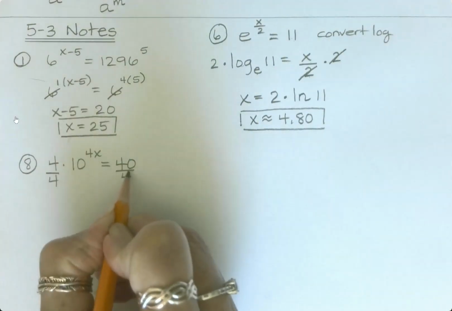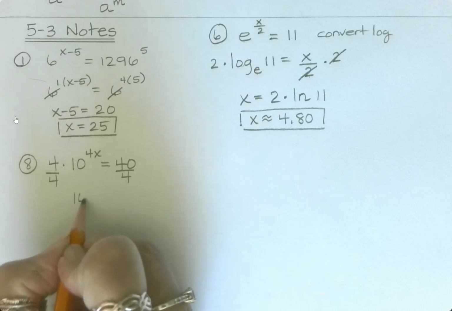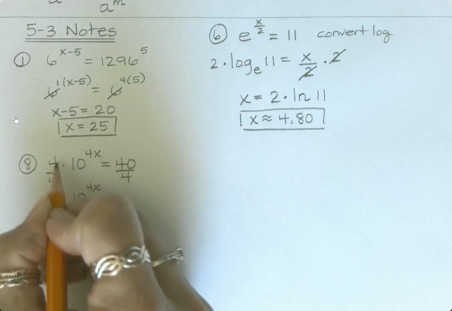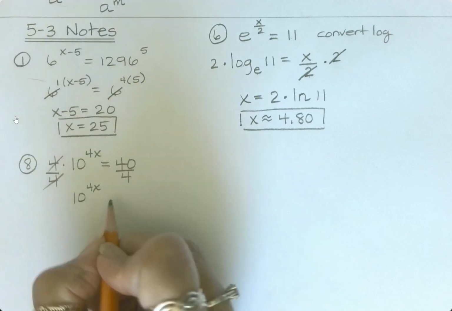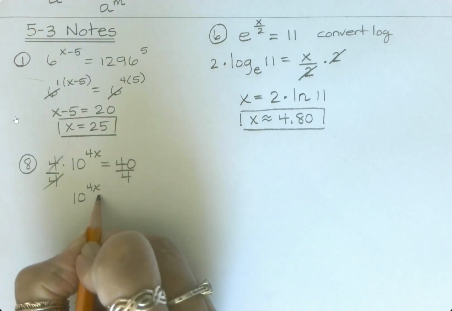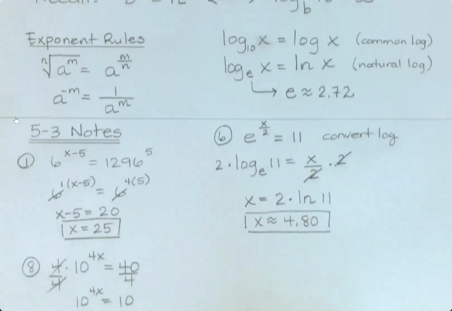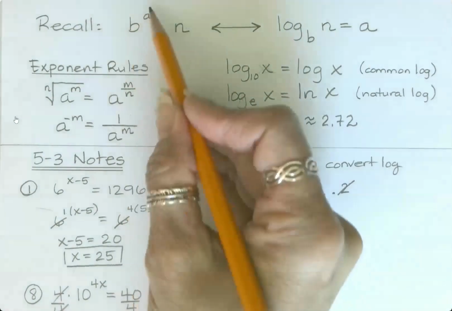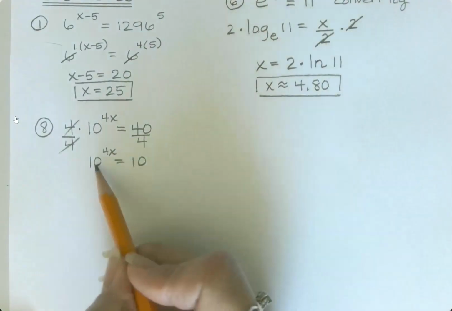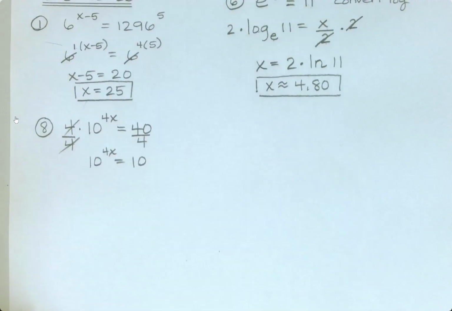Divide by 4 and divide by 4. So this brings down 10 to the 4x, because that becomes a 1, and 40 divided by 4 is a 10. So now it looks great. Now it is written in exponential form, b to the a equals n. Okay, here it is, b to the a equals n.